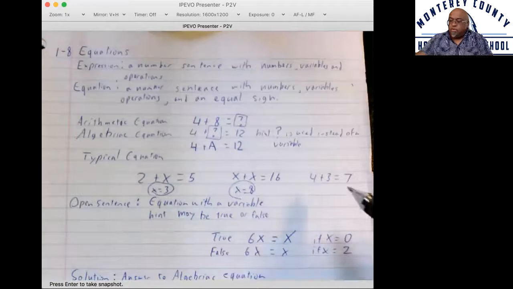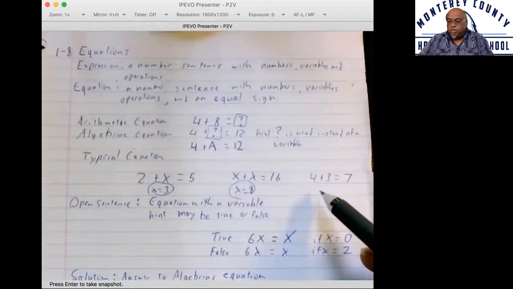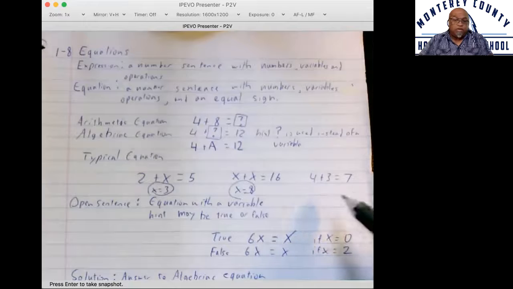Now let's look at our third equation. 4 plus 3 equals 7. Now since there's no variable in here, there's no need for me to write down x equals anything because I don't have x in that problem. I just have constants. Now constant just means a number, okay?